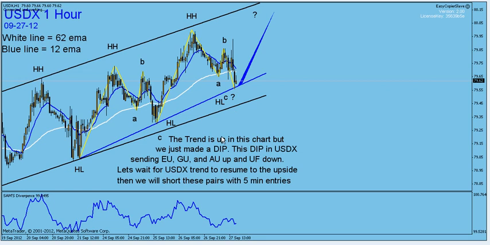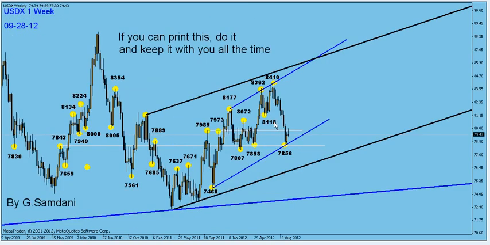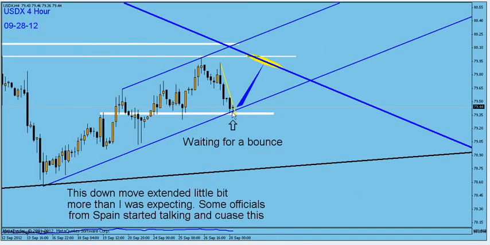No, the blue trend line didn't work, and the price came down to this bottom trend line. This is the trend line, actually it's a channel. I connected these two highs, placed it here, and look, the price came here. It is also a horizontal support. Okay, so right here I wrote waiting for a bounce, and this down move extended a little bit more than I was expecting.